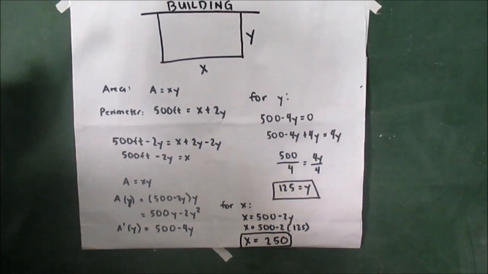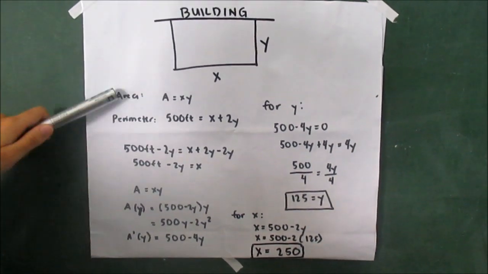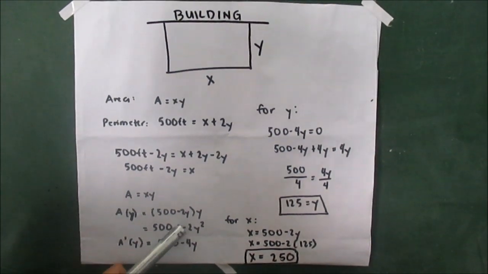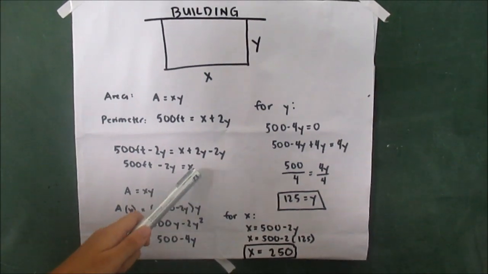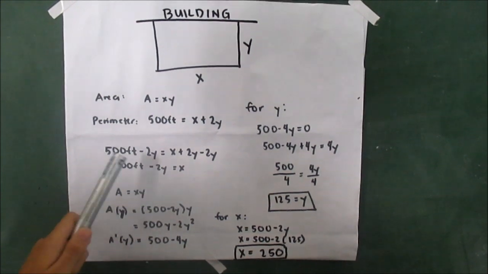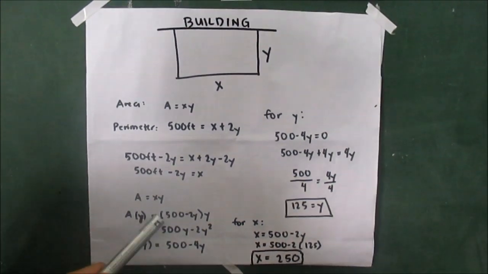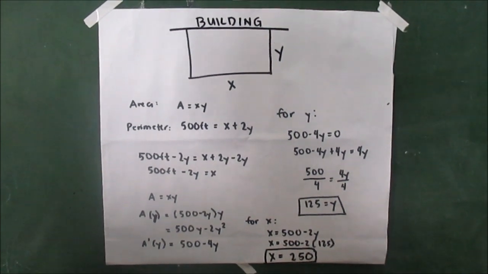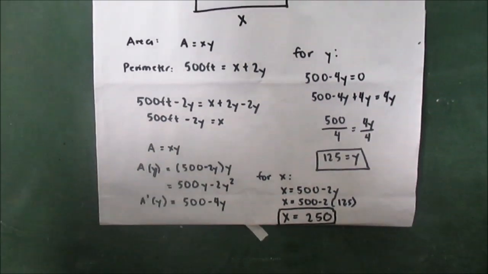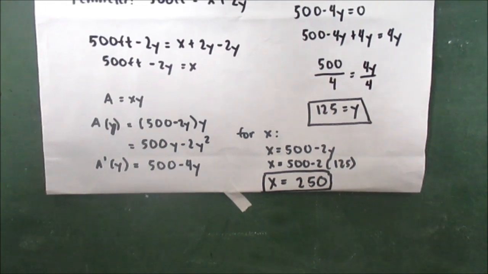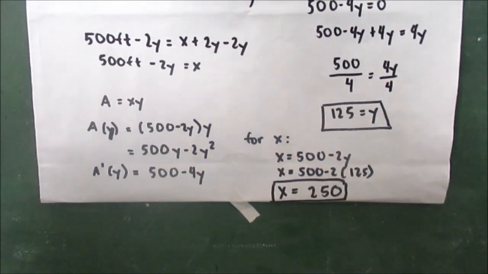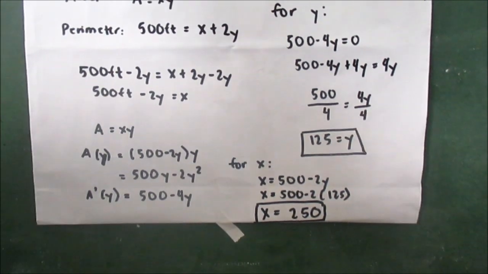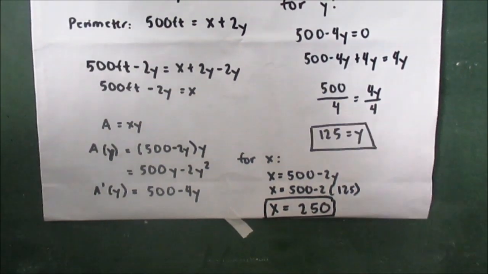Next, for the area, we will use the equation and substitute the x from the value here. Then 500 minus 2y times y. We will distribute the y to this equation, so 500y minus 2y squared. Next is to get its derivative. Its derivative is 500 minus 4y.